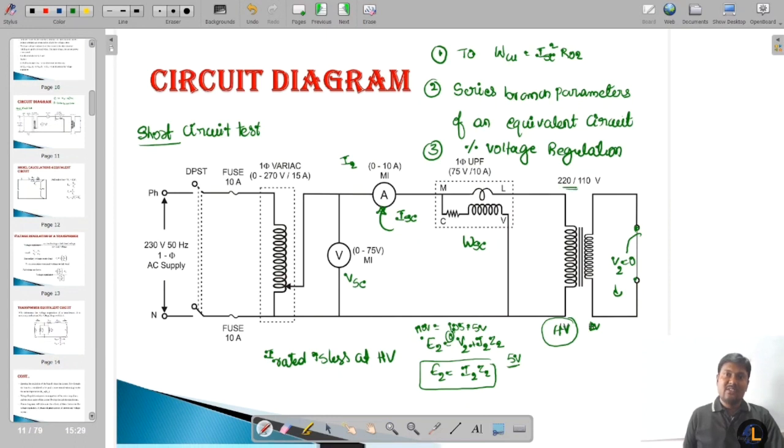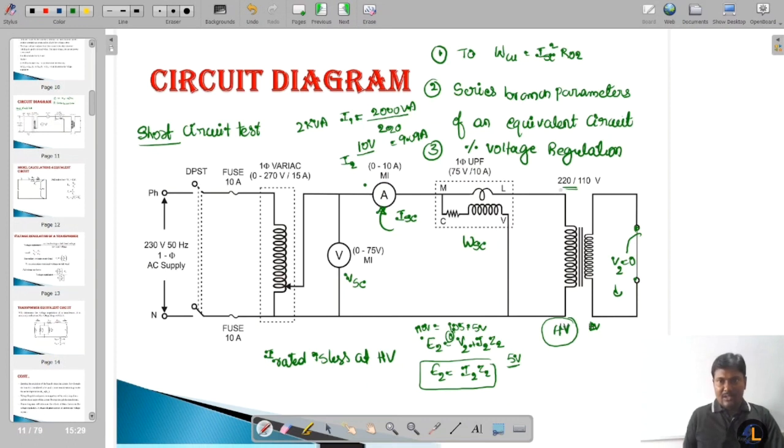Here the ratio is given as 220 by 110, so the ratio is doubled. Means 10 volts is enough to circulate the rated short circuit current on primary side. If it is a 2 kVA transformer and I want to find the current at HV side, 2000 volt ampere divided by the primary side induced EMF 220 gives 9.09 amperes. If this ammeter shows 9.09 amperes, then note down the voltmeter, ammeter and wattmeter readings.